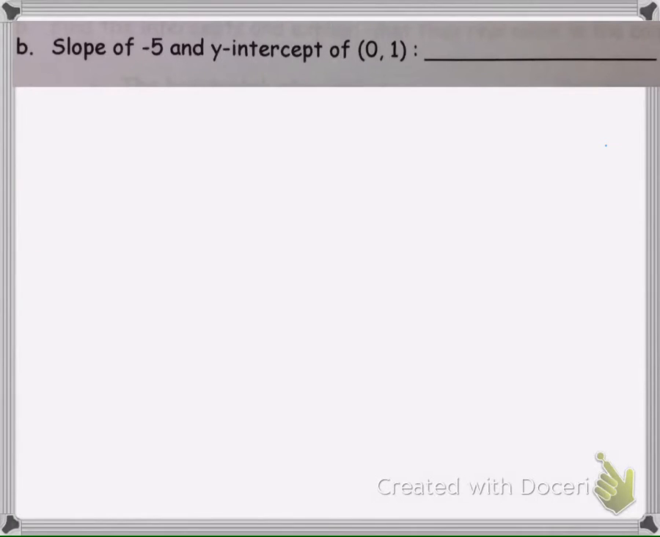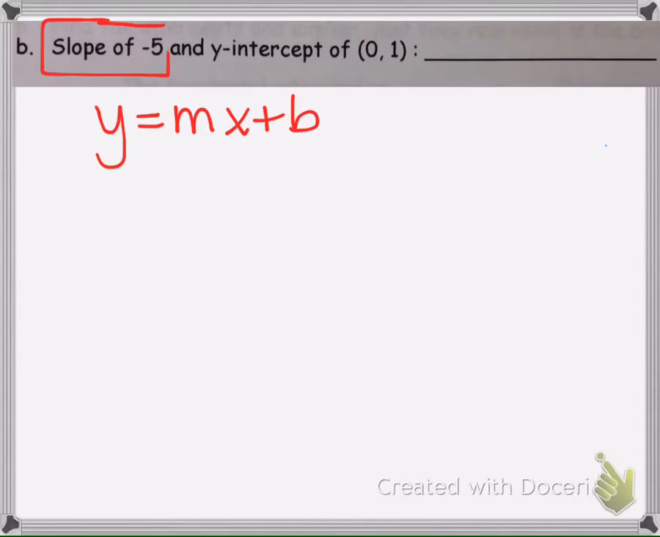Here we are asked to write the equation of a line in slope-intercept form, so y equals mx plus b, for each of the situations. So here we're told that the equation has to have a slope of -5. So we know that the slope goes in front of the x in this form. So we're going to put -5 instead of the m.